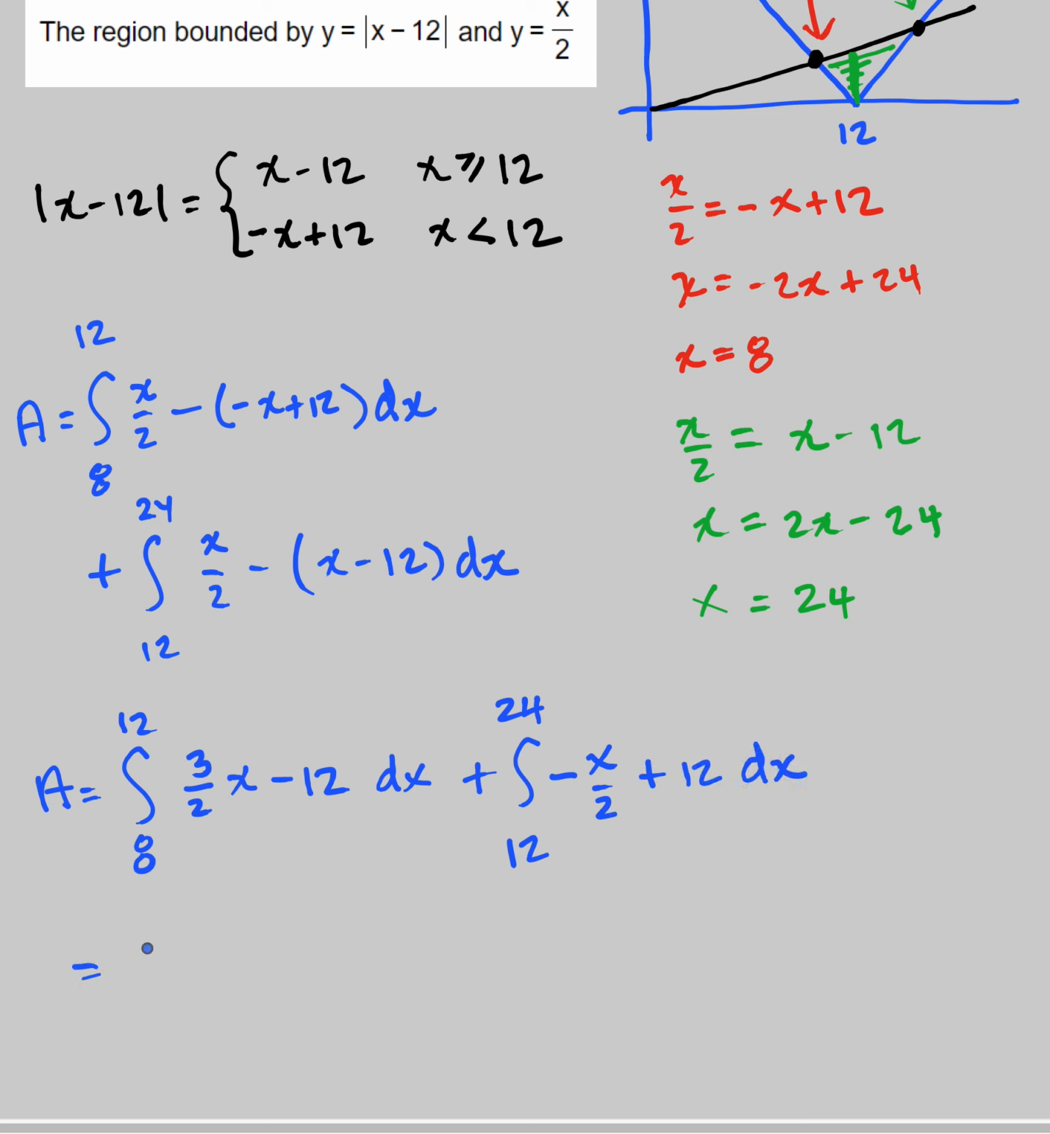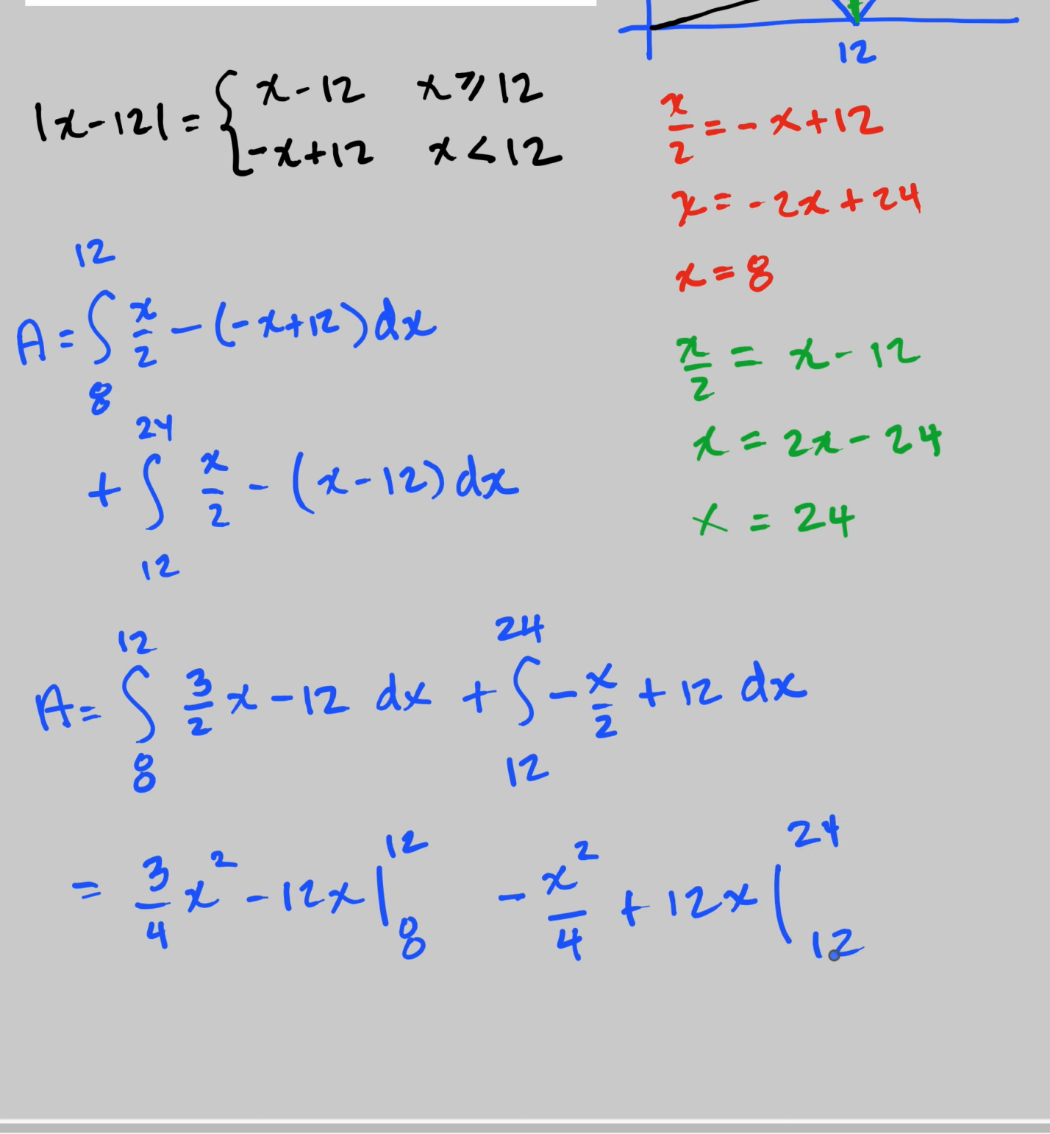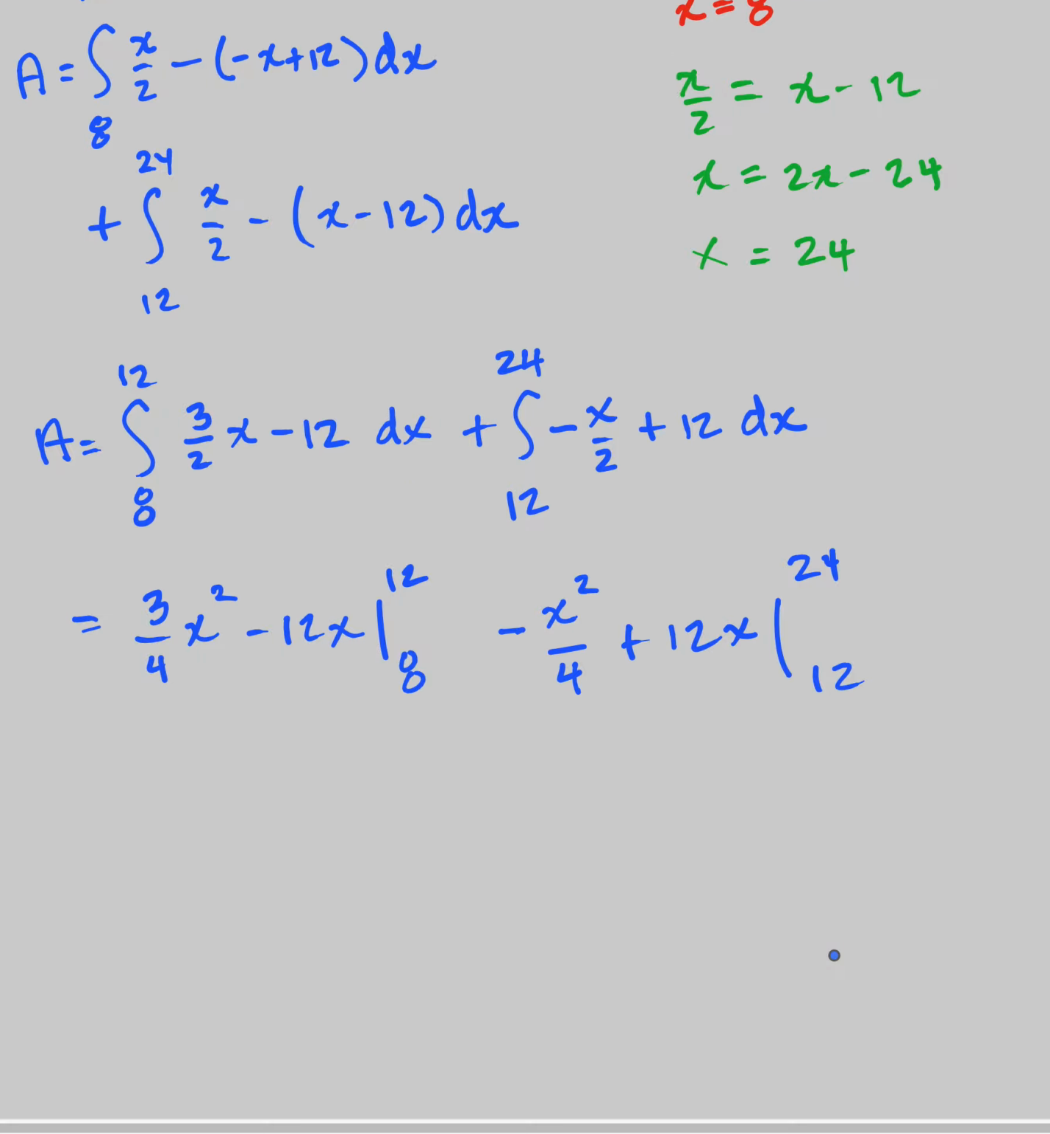We'll perform our integration here. Add 1 to the exponent, divide by the new exponent. This will go from 8 to 12. Similarly over here, we add 1 to the exponent, divide by the new exponent. This will go from 12 to 24. And so at this point, we just have to do our substitutions.